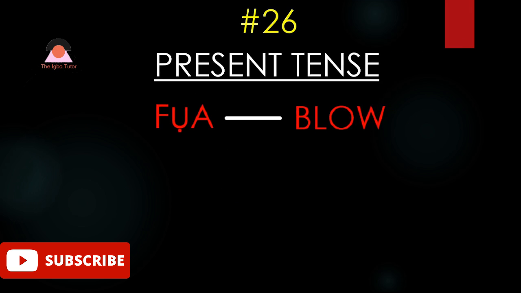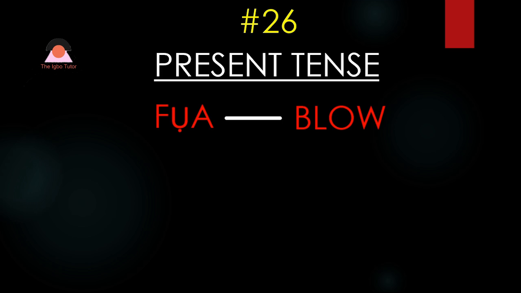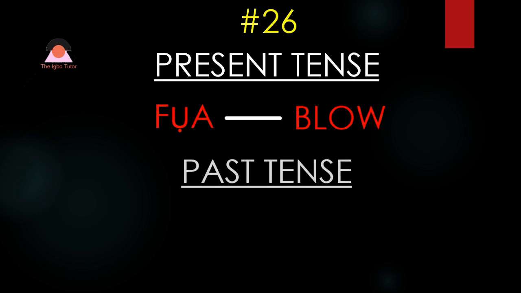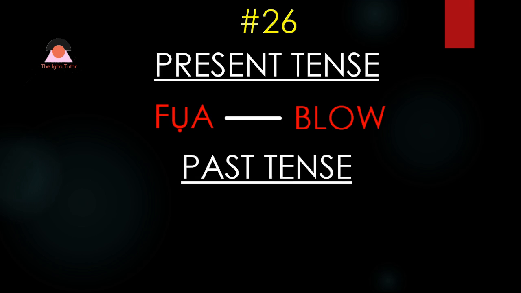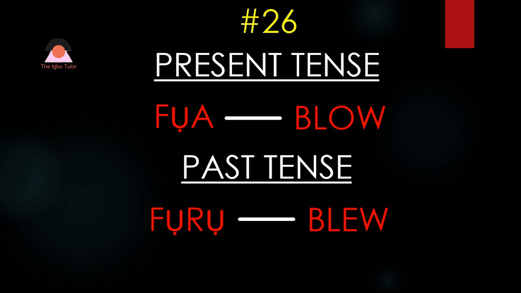The verb or word is for, blow. Some people will prefer to use for, replacing the A at the end of for with O to sound for, okay, blow, as to blow air into a flute or any instrument or any object like balloon or whatever. That is what we have for that. Now let's go to the past tense.